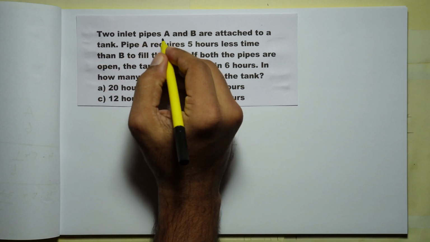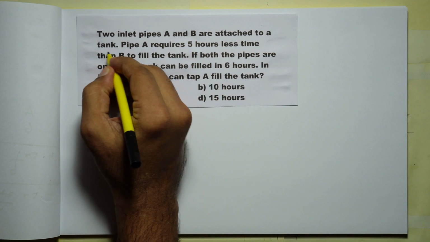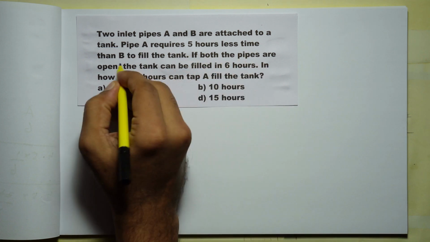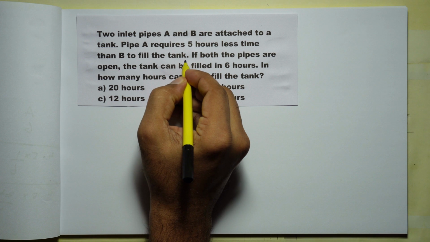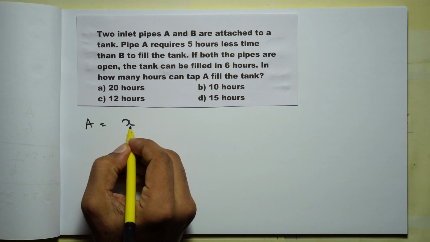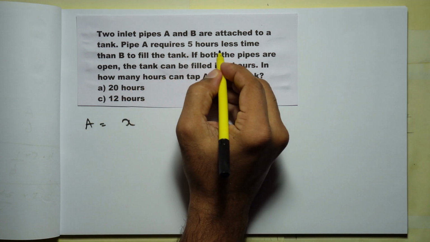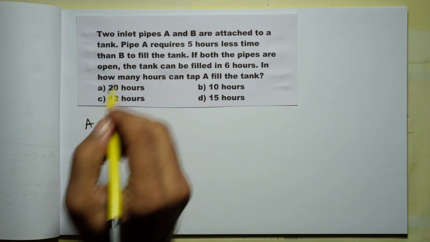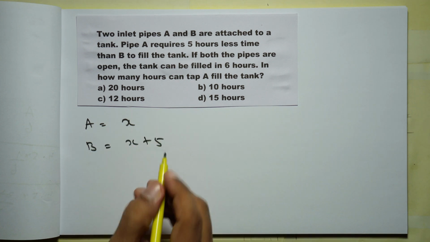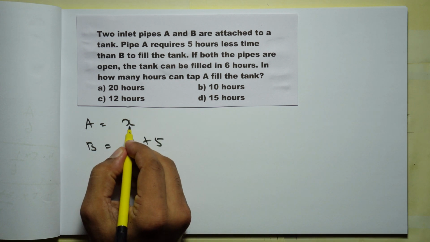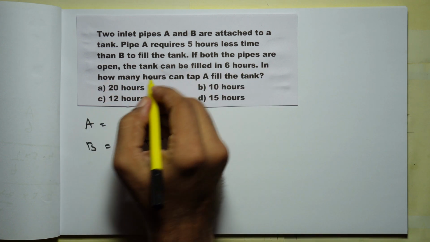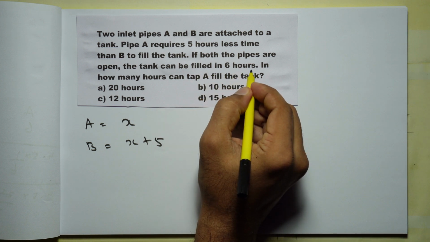Two inlet pipes A and B are attached to a tank. Pipe A requires 5 hours less time than B to fill the tank. So we will assume that A can fill the tank in X hours, and A requires 5 hours less time than B. Then B will require X plus 5 hours. If both the pipes are open, the tank can be filled in 6 hours.